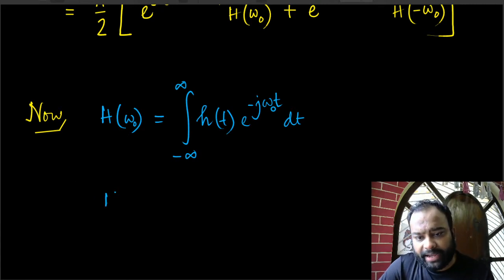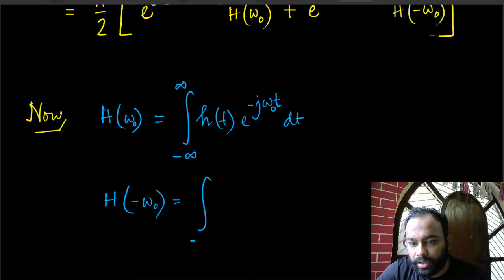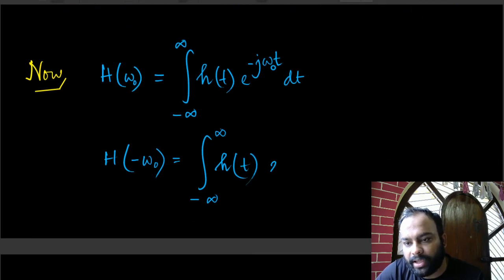Now, what if I write h of minus omega naught? So understandably, I am replacing omega with minus omega naught, with a minus sign here. So okay, h t, I would have e to the power minus j and a minus omega naught t dt. So I just have a j omega naught t, right?